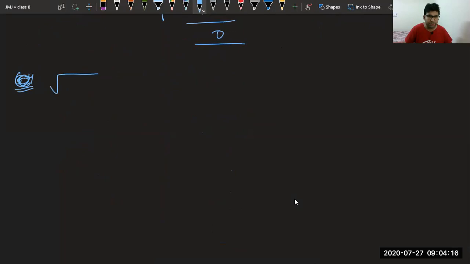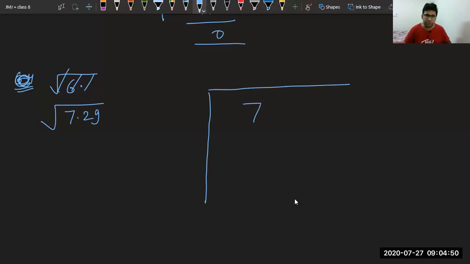Suppose you want to find square root of, let me take 1 second. Let me take from book only. An example is there. Okay, we can take 7.29. All of you, let us take 7.29. Now again, first task is to form the pairs.